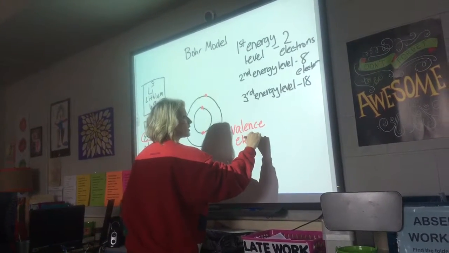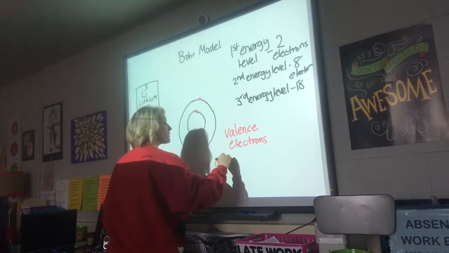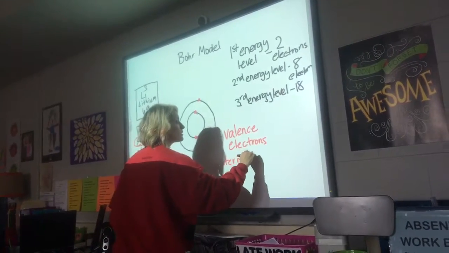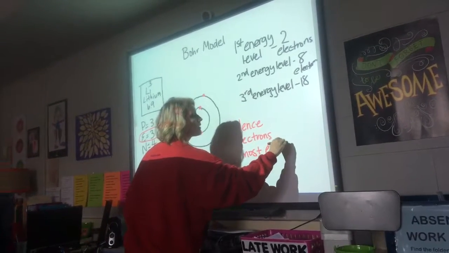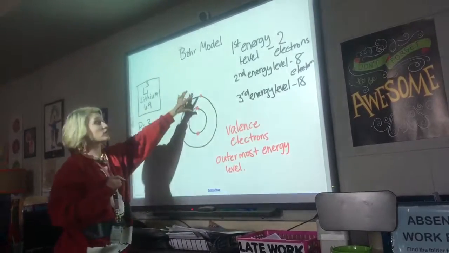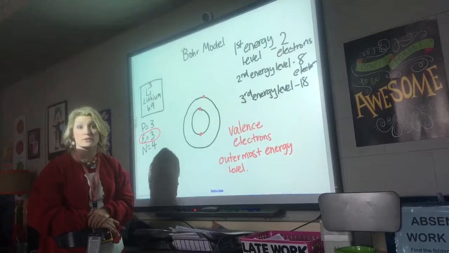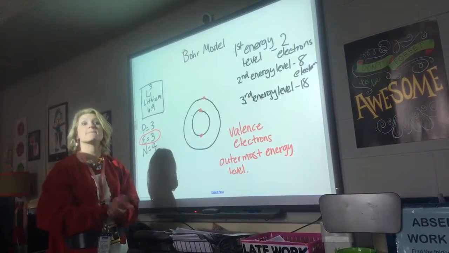Valence electrons are the electrons in the outermost energy level. They're the ones farthest away from the nucleus. And it's these valence electrons that are very, very important in chemical bonding. We'll stop.